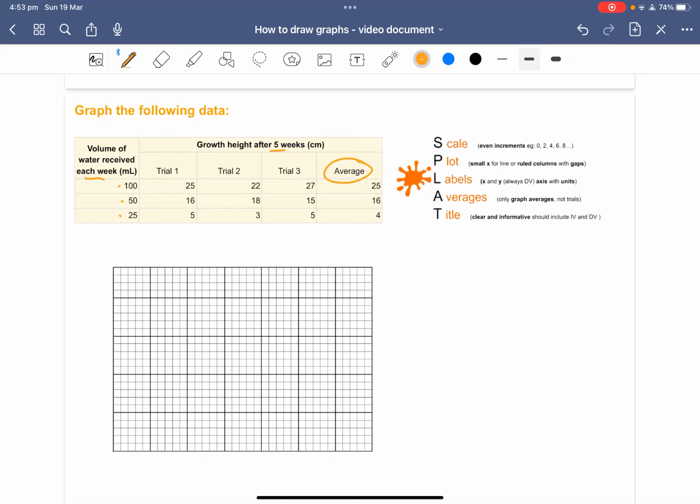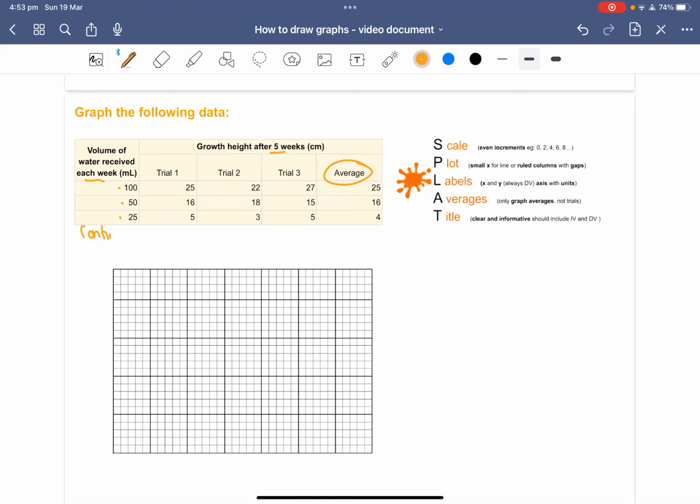So let's do our first step. Do we have continuous data here? Well, if we have a look at 100 mils and 50 mils, is there something that exists between that? Well, 75. So we know that this is continuous data. And then if we have a look over here, the averages, 25, 16, 4, we know numbers exist between that, so that's also continuous. So that means that we are going to do a line graph. Okay, now that we've identified our graph, we need to plot our data.